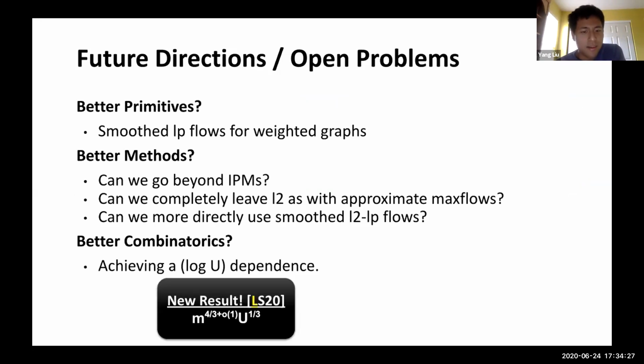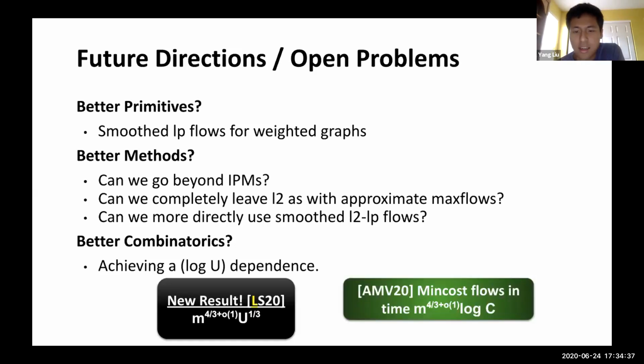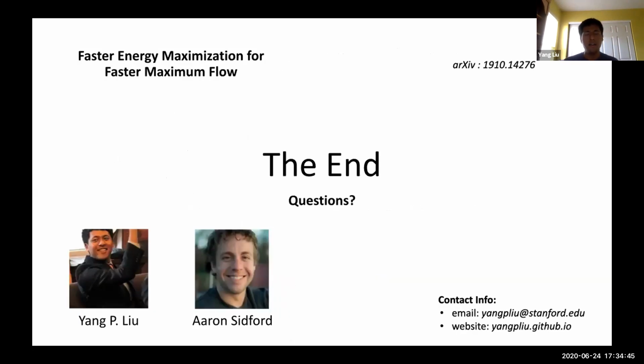Finally, I want to mention that recently we've been able to actually improve the algorithm to get an m to the 4/3 time algorithm for bipartite matching and unit max flow. And also that it's been extended by AMV to min cost flows. Okay, well, that's my talk, and happy to take any questions.